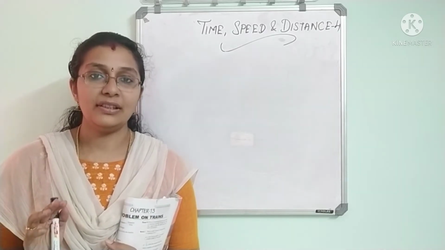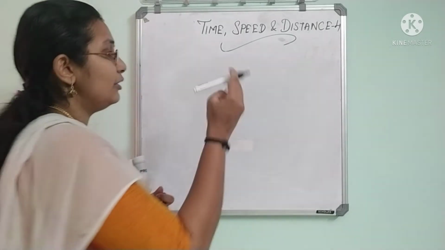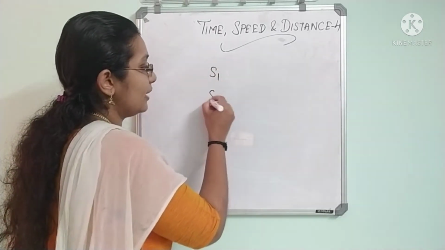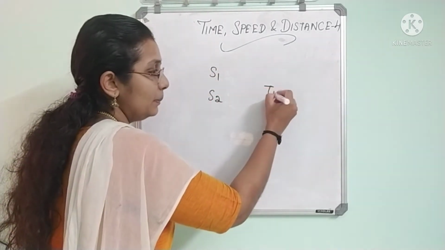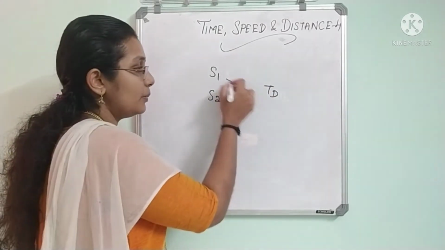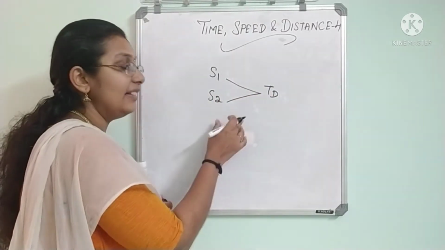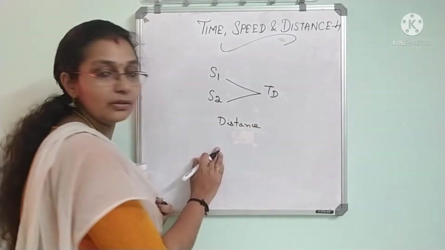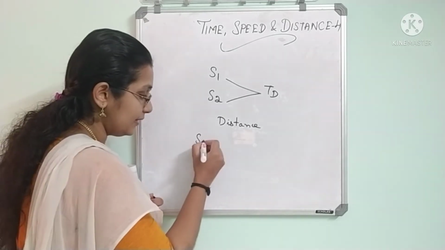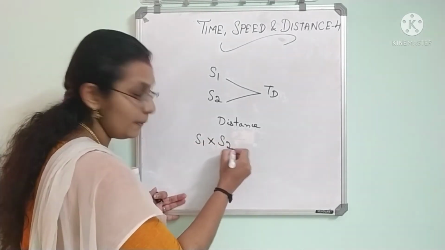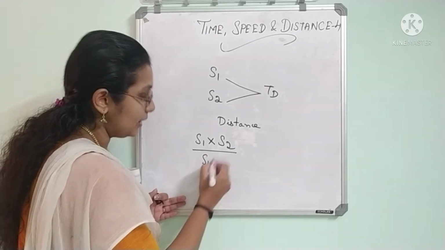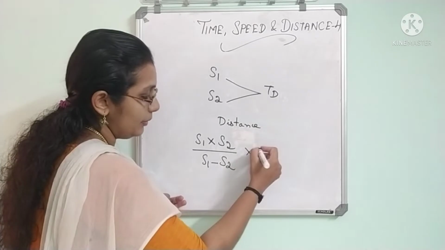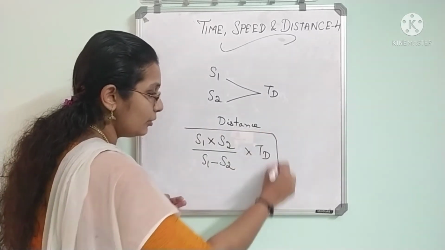Okay, so listen to this carefully. You can use this shortcut only when this condition is satisfied. When two speeds are given and there is a time difference between these two speeds, and they are asking us to find the distance, you can use this shortcut. Clear? So the shortcut is like this: s1 into s2 divided by s1 minus s2, the difference in speed, into time difference. Clear? Note this down.